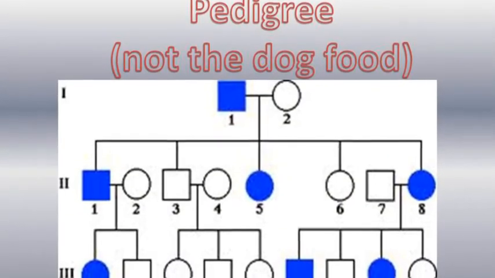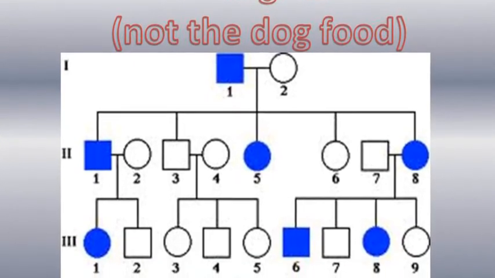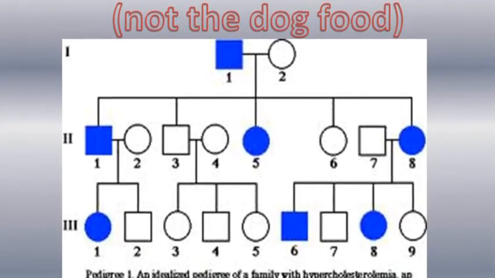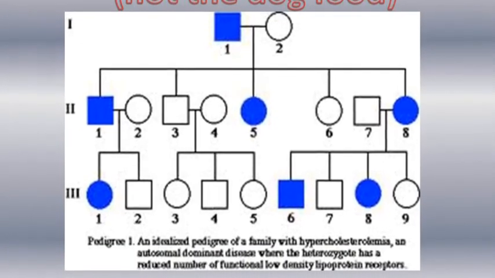This picture you're looking at here is called a pedigree. Basically, a pedigree is just a family tree used to show genotypes and phenotypes of individuals. You're going to learn how to use these in class later.